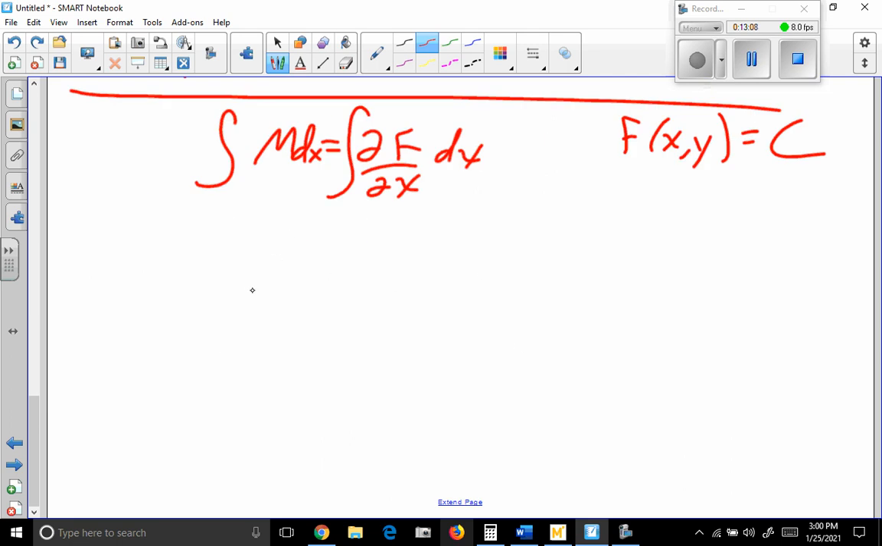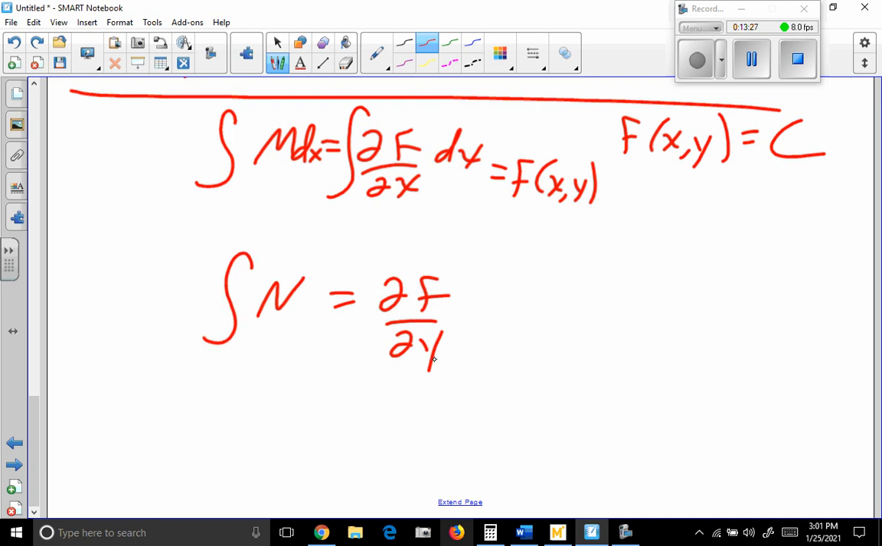Same thing with n. If n is the partial of f with respect to y, if we want to go back to our function, then to undo it, if we've taken the derivative with respect to y, we integrate it with respect to y. So when we do that, then that should give us our function related to x and y. Now you might say, why do I have to do both?